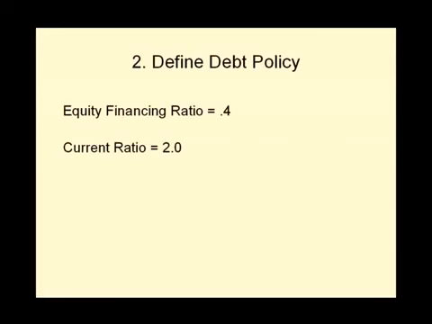In addition to specifying the long-term financing ratios, or the optimal amount of debt and equity to finance the assets of the firm, it needs to determine its target current ratio, or essentially its debt policy with respect to short-term viability. For the example firm in question, let's say that they've established a target current ratio of 2, which means that they want $2 in current assets for every $1 in current liabilities.